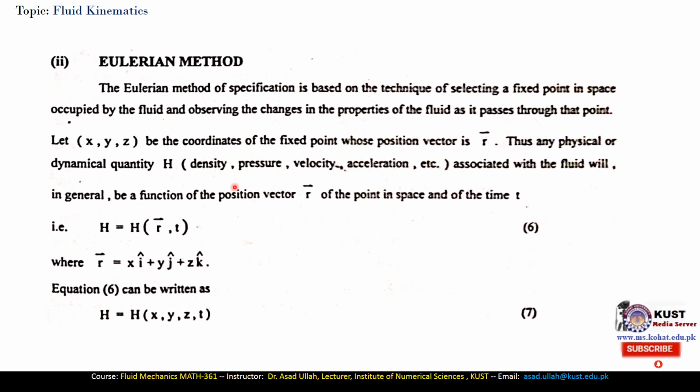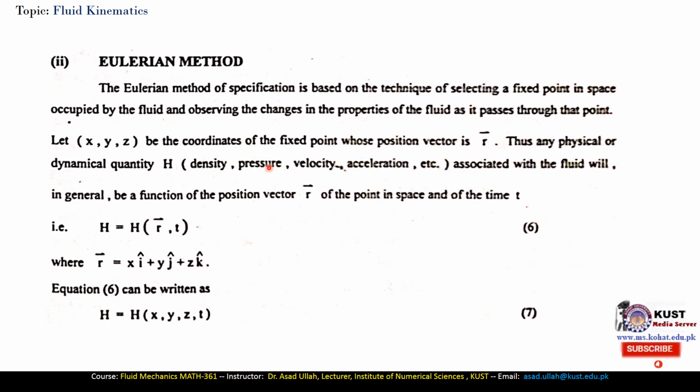Now, what is the Eulerian method? In the Eulerian method of specification, we select a fixed point in space and observe the fluid particles as they pass through this point. Now, assume that the fixed point in space is x, y and z, and the position vector of this point is r.